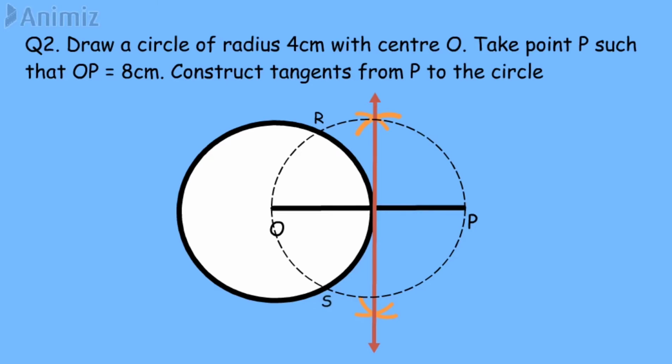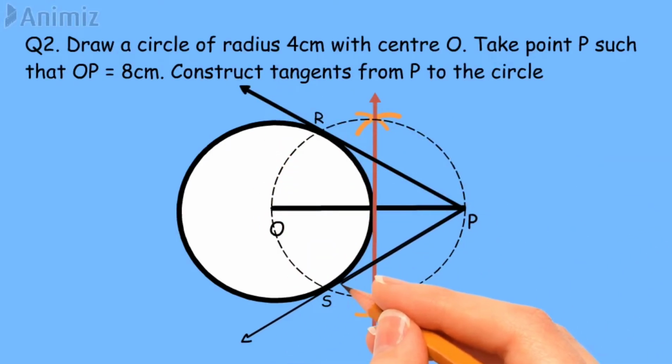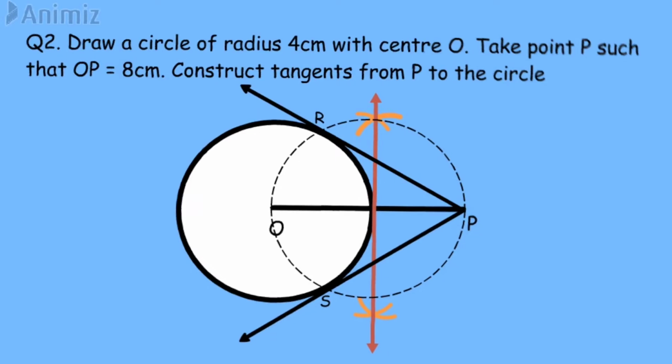Now draw the ray joining PR and the ray joining PS. When you join PR, this tangent is tangent to the given circle at R, and when you join PS, it will be tangent at S. This way you will get two tangents.